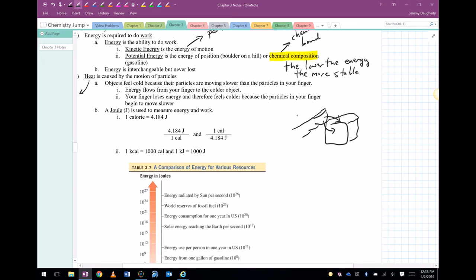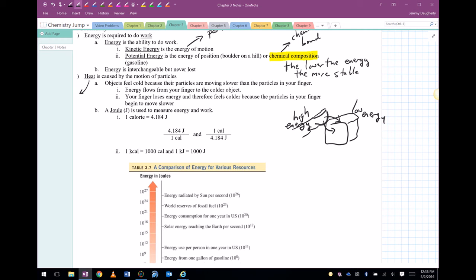So in this case, your finger is high energy, and the ice is low energy. And so energy is going to be transferred. And that's why your finger feels cold, because it's losing energy.